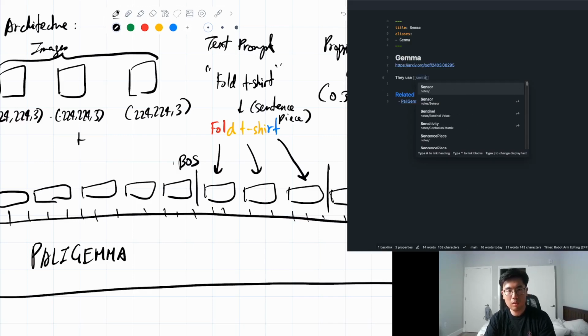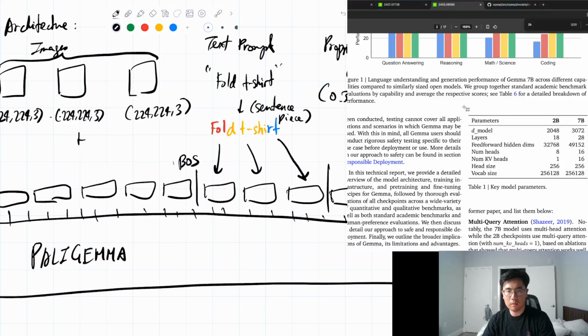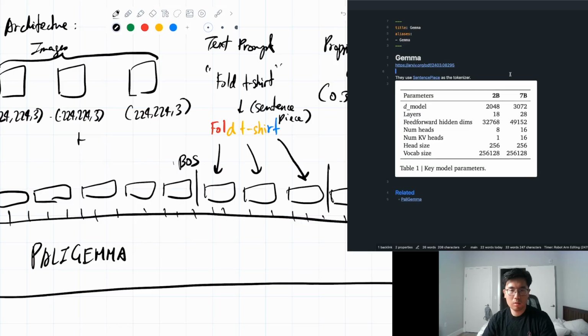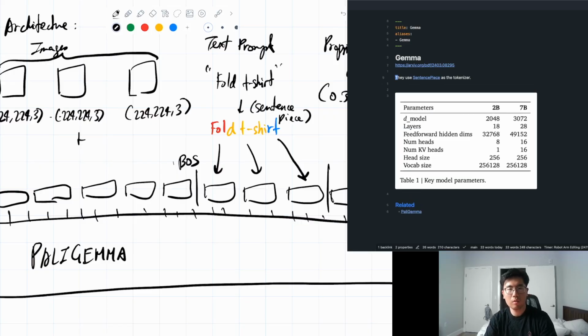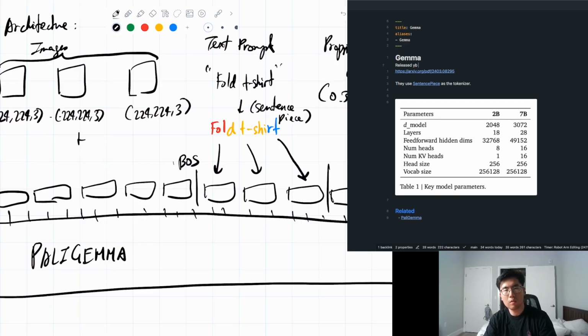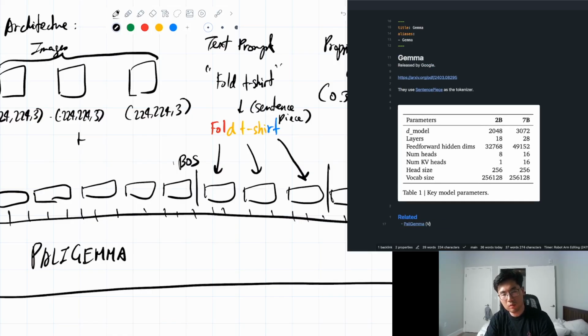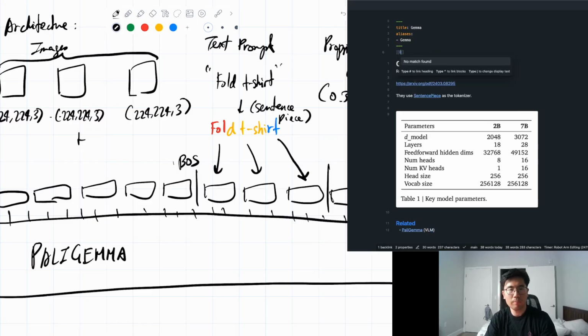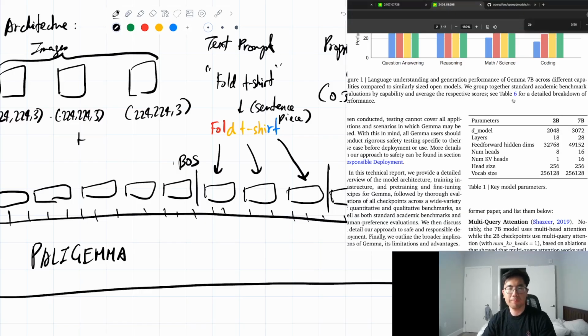SentencePiece is the tokenizer. Then these are our parameters. And Gemma is an LM, and it has a vocabulary of 256,128.